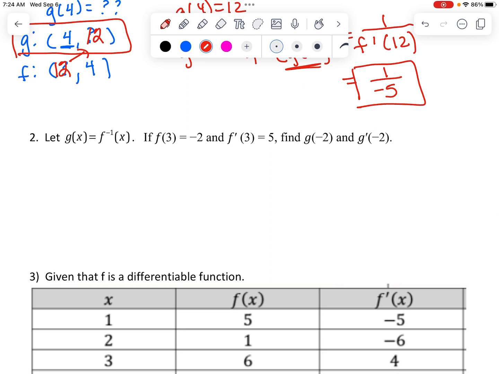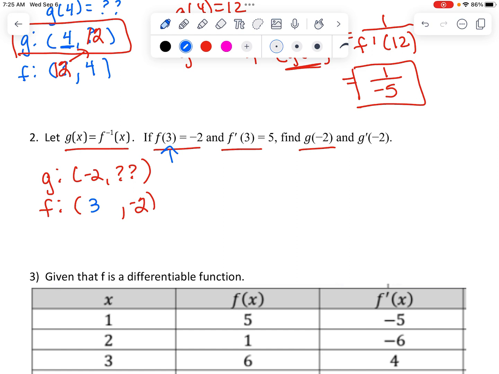Okay, same thing here. So we're going to let g of x be the inverse of f. I give you a point on f. I give you the derivative, and let's go ahead and do the same thing. So step 1, we want to find g of negative 2. So again, this is what I'm looking for. But I know g and f are inverses, so I know that negative 2 is the same as your y value on f. But I know that this is 3, right? F of 3 is negative 2, so that means this is also 3. So g of negative 2 is 3.